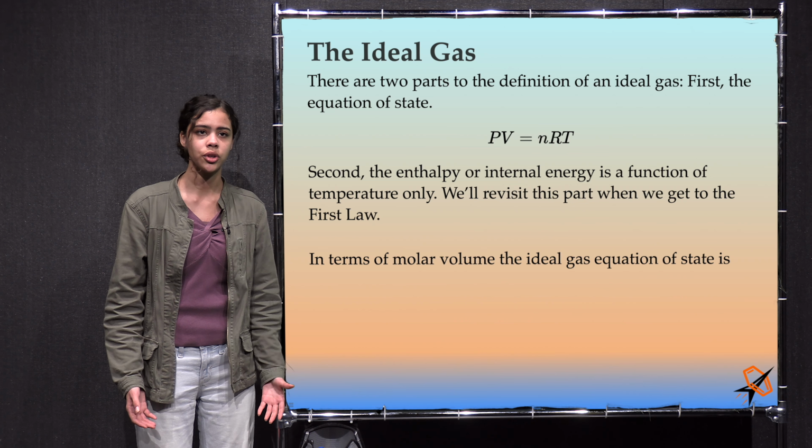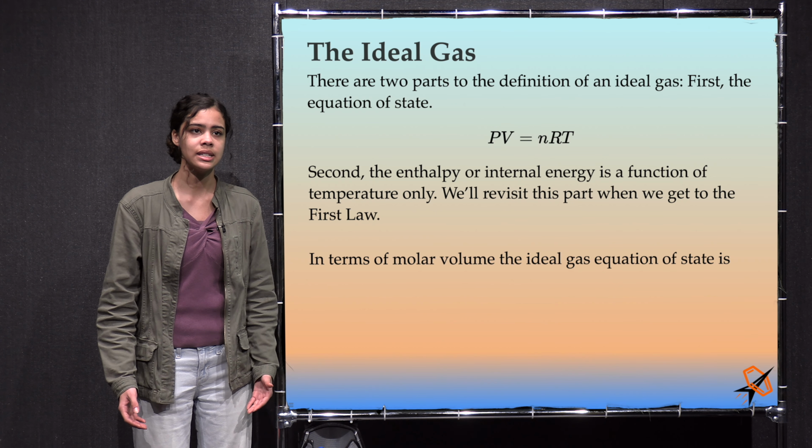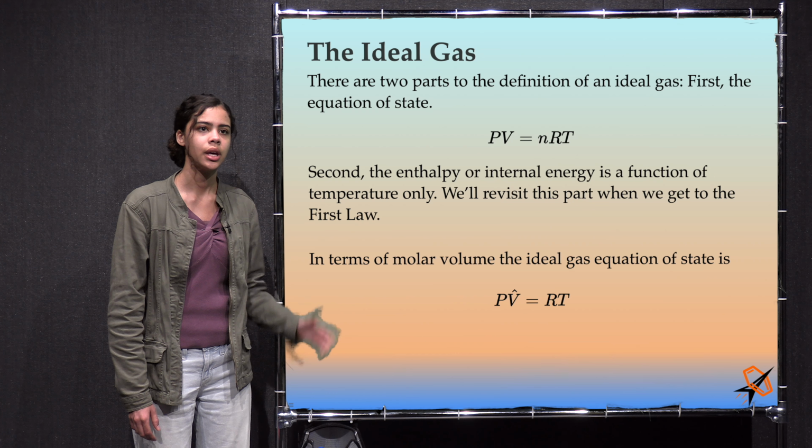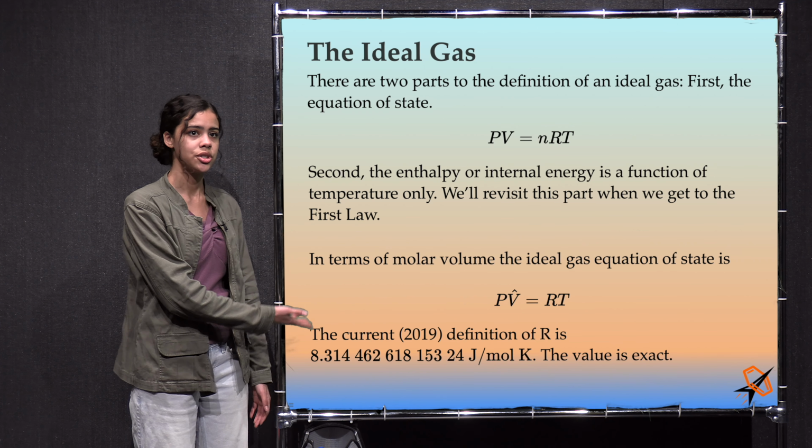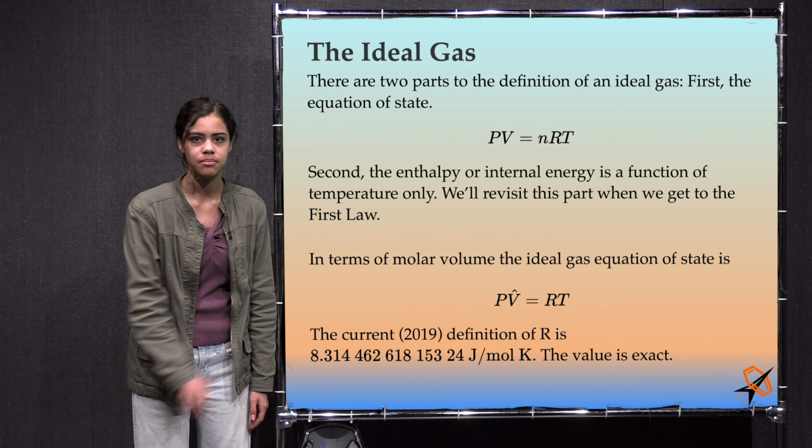In terms of molar volume, the ideal gas equation of state is PV hat equals RT. The current exact definition of the molar gas constant is, as you see it here. Just using the first 10 digits is plenty.